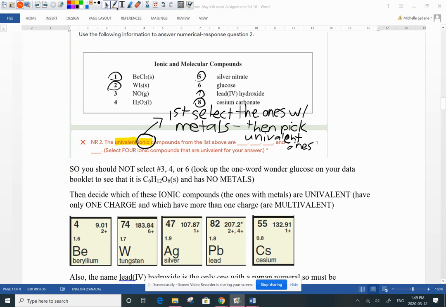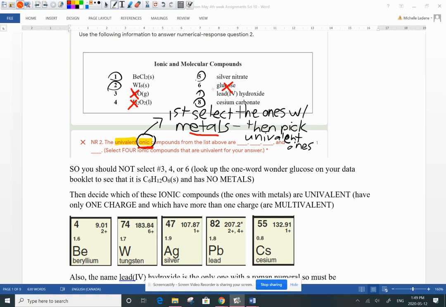Same here. Here's another example. When I'm asking you for an ionic compound, well, we only want the ones with metals. So nitrogen, that's a non-metal. Hydrogen, non-metal. Glucose, one word wonder, non-metals. Those are all molecular, so you can't pick those guys.